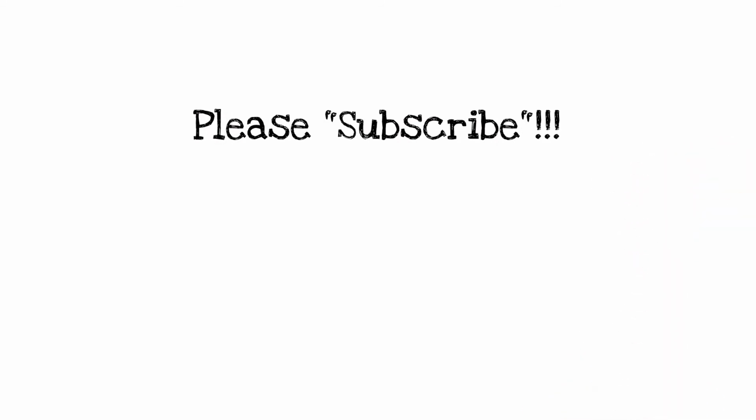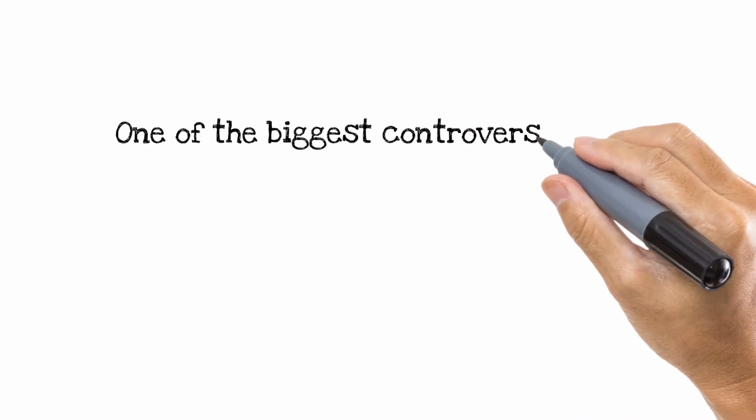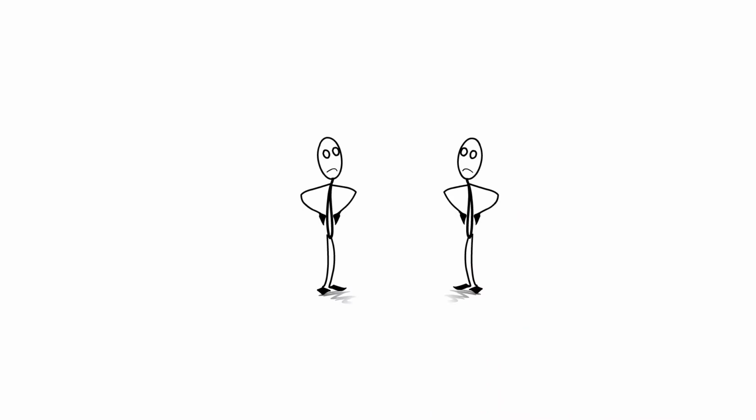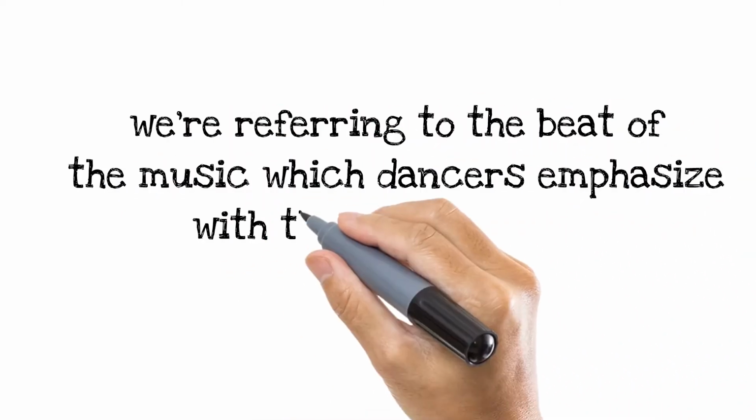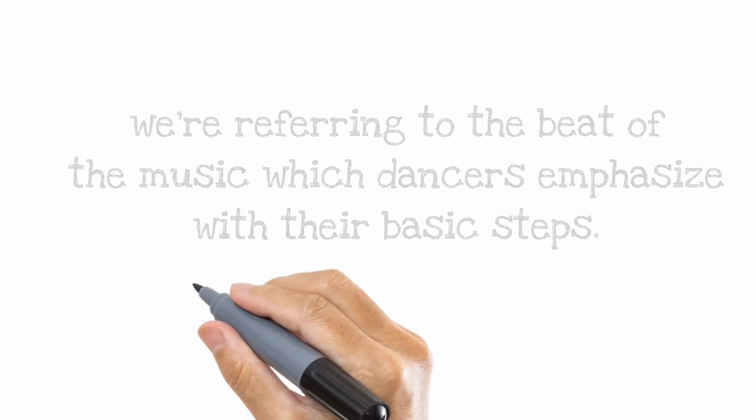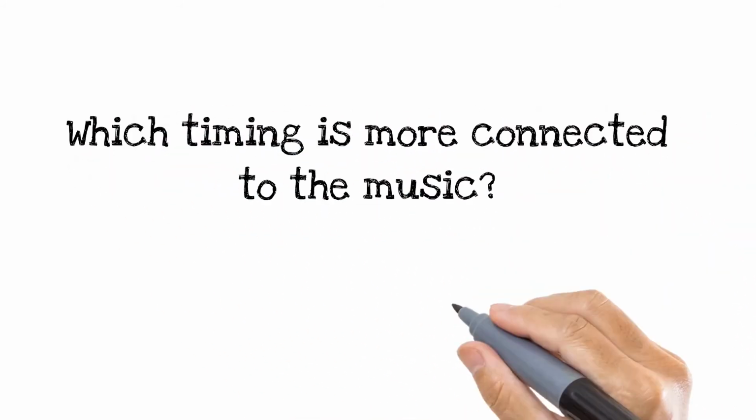Now, one of the biggest controversies in the world of salsa dancing is the On1 versus On2 debate. By On1 or On2, we're referring to the beat of the music which dancers emphasize with their basic steps. Which timing is more connected to the music?